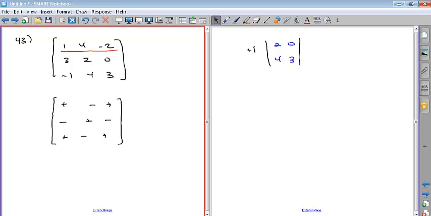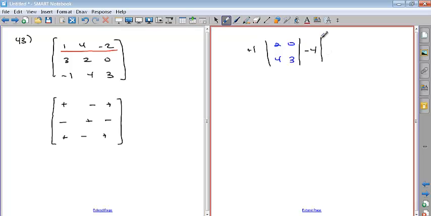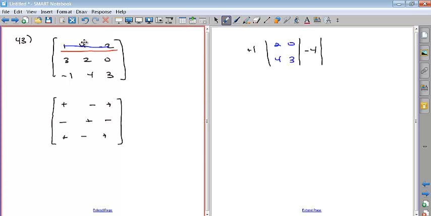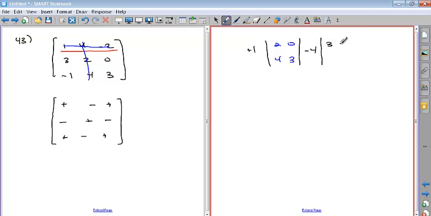Okay, then you take the next number in this row, which is 4, and it's going to have a negative sign. So you'll have -4. And then, again, you mark through the row and the column associated with that entry. That leaves these 4 numbers, which form the 2 by 2 determinant that results from that crossing out. So you end up with 3, 0, -1, 3.